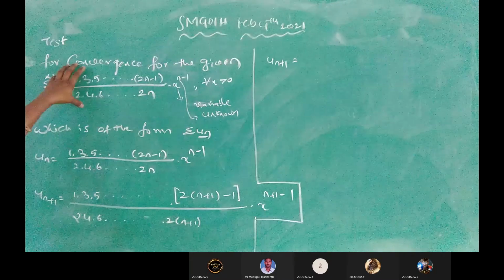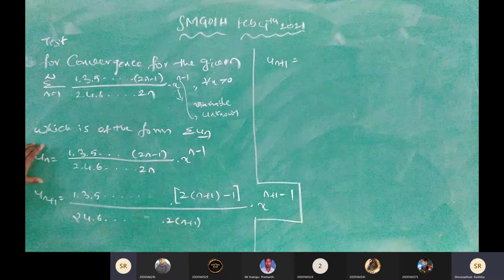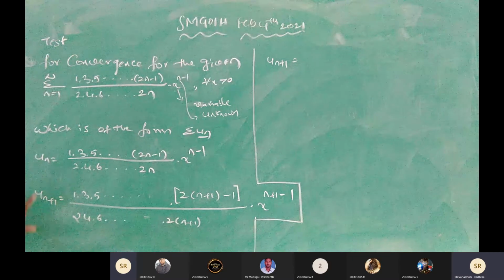What is the given problem we have? That is un, and we also find un plus 1 immediately. Now this is un plus 1, I am substituting n equals n plus 1. It is clear. Now the simplification of un plus 1.